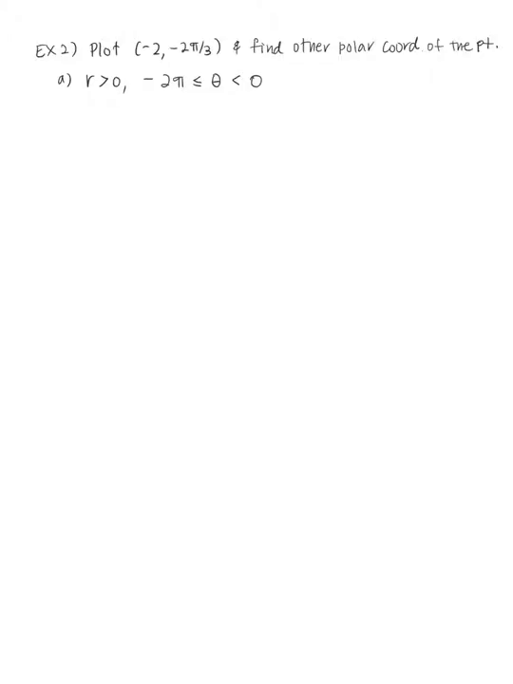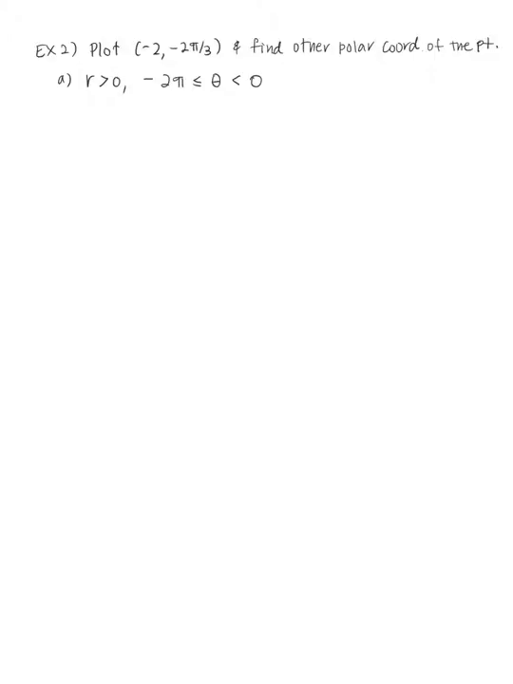Okay, let's do another example. Example 2: plot negative 2 comma negative 2 pi over 3 and find other polar coordinates of the point such that radius must be greater than 0 and theta is between negative 2 pi to 0.